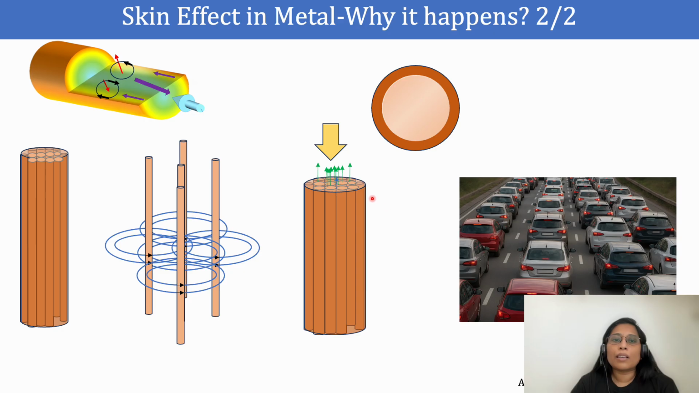So similarly, the inner conductor will produce more resistance to the actual current, and they will oppose the current inside the conductor. So it will be deprived of the current inside the conductor, and all the current will be concentrated on the skin of the conductor. That's why skin effect is happening.